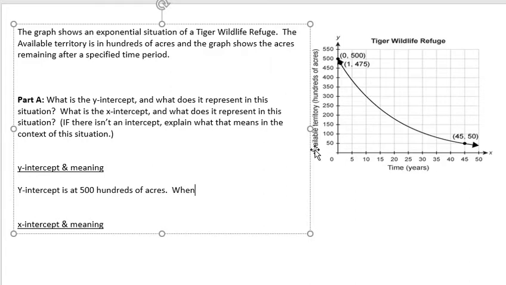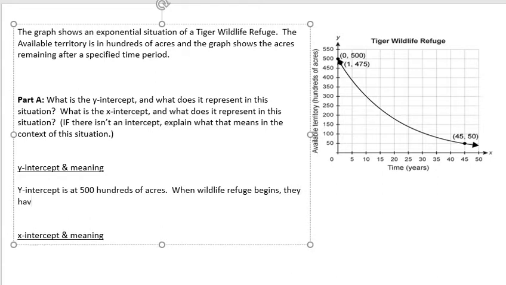So when the wildlife refuge begins, they have 500 hundreds of acres. Remember that the y-intercept is where you begin. So you can talk about it in terms of time: when you start something, this is your initial value. Okay, so that's the y-intercept.